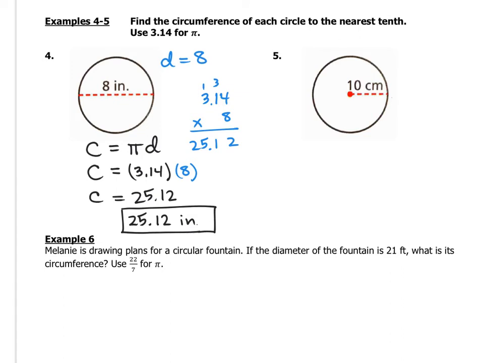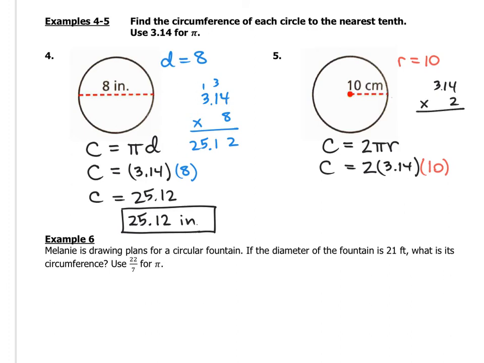Okay, number 5, for this circle, they gave me the radius. The radius is 10 centimeters. So the formula I'm going to use to find the circumference of this circle is C equals 2 pi r. So I'm going to substitute 3.14 in for pi. I'll keep my 2 out in front, and then I know the radius is 10. So this is 2 times 3.14 times 10. So let's start by taking 2 times 3.14. 2 times 3.14 is going to be 6.28. So we have 6.28 times 10.